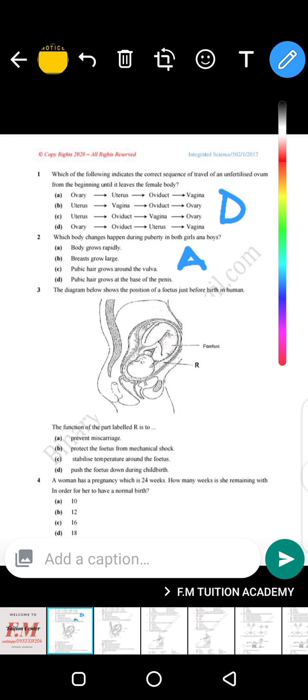Question 3. The diagram shows the position of a foetus before birth in a human. Okay, so this is a female and then she's pregnant. So that's a position. There's this part called R. You can see it, this part called R. What's the function of R?